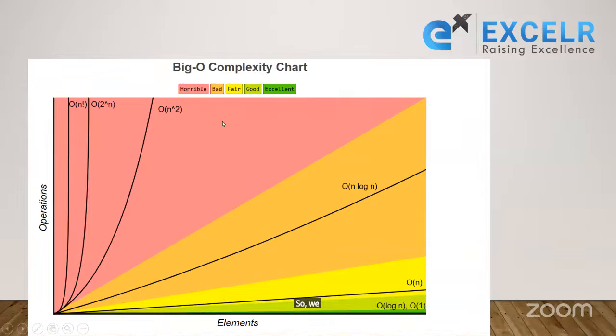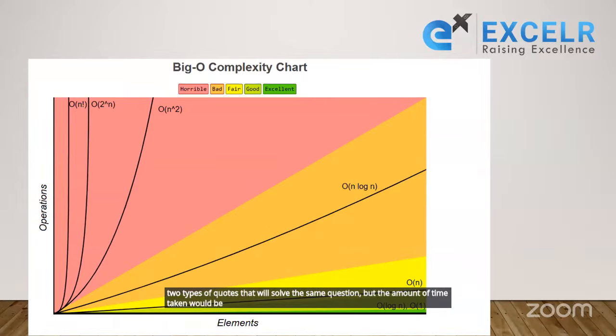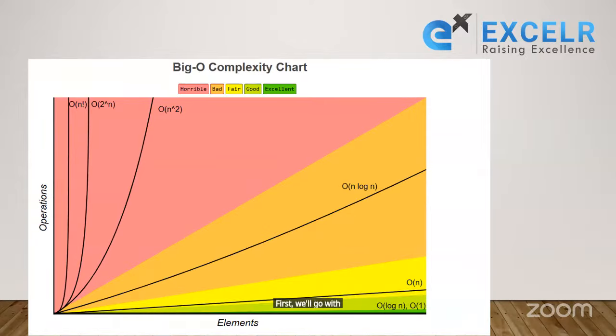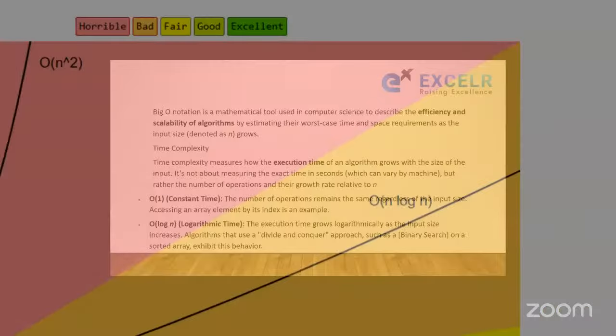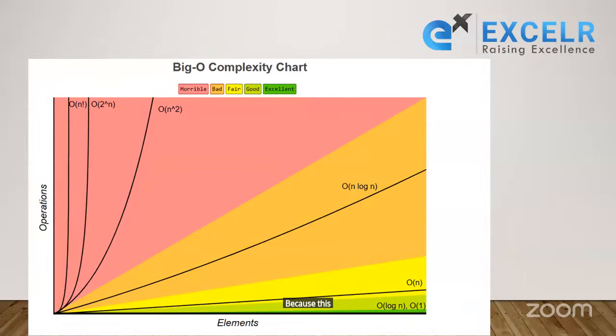So we'll see today two types of code that will solve the same question, but the amount of time taken would differ. First we'll go with O of n. O of n means it will take n number of elements. N will be your input, and then we'll go with the same code that takes O of 1. Again, see this chart if you want, because this is the big O complexity chart.